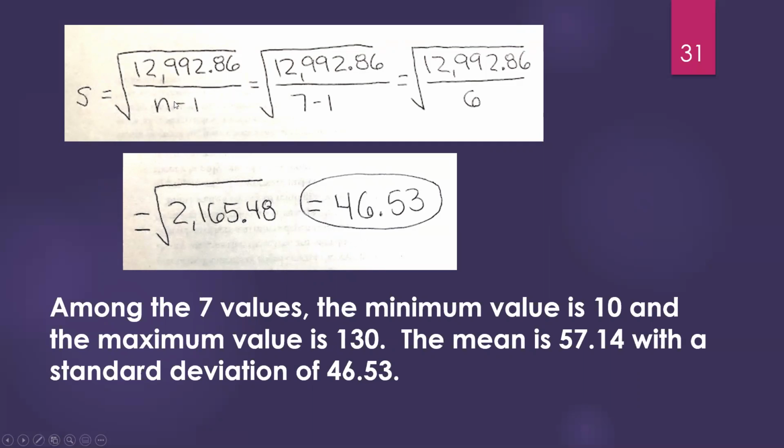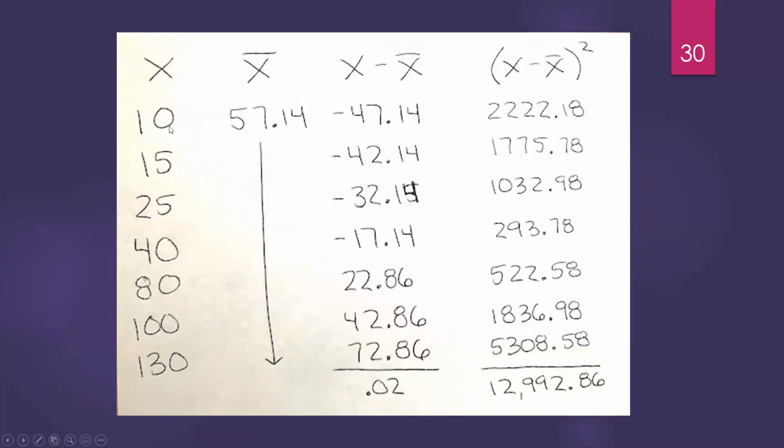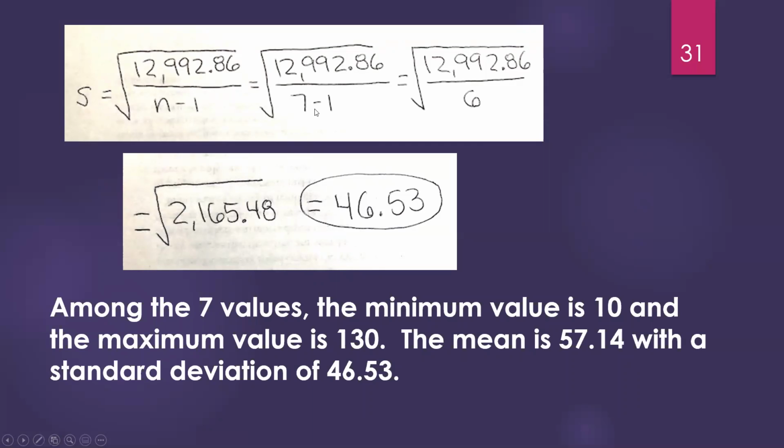The n is the number of values in the data set. Here we have 1, 2, 3, 4, 5, 6, 7 values. So our n is 7. So 7 minus 1 goes on the bottom. Go through and do the math for that, which gets a 6 on the bottom. Divide 12,992.86 by 6 to get 2,165.48. Take the square root of that value.